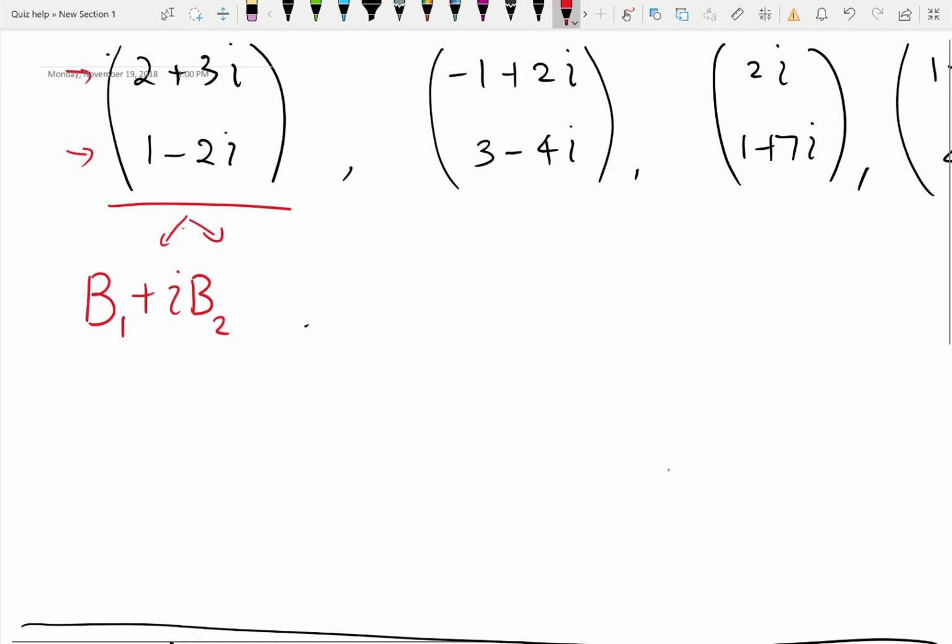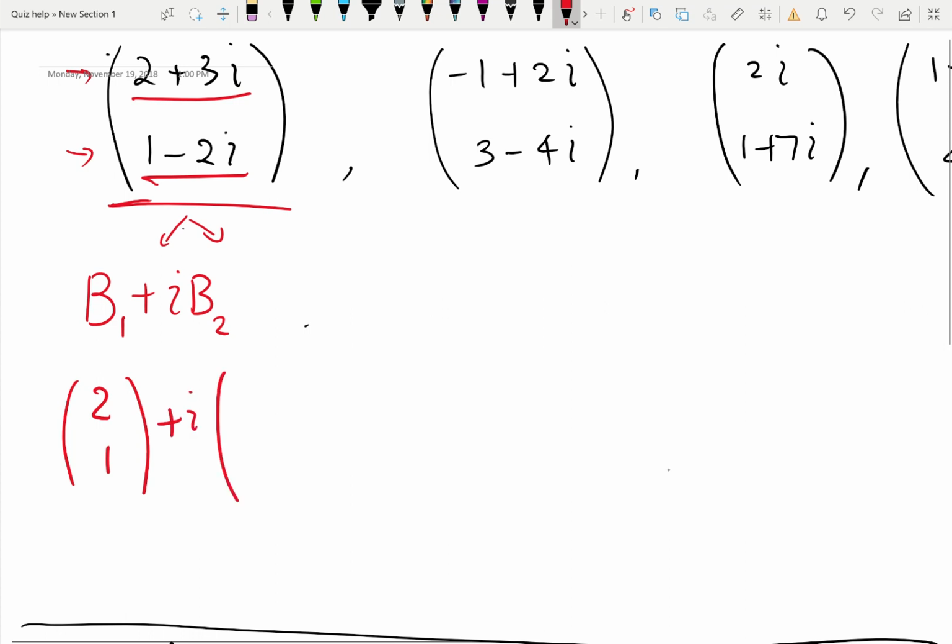What you're going to do is to create b1 for this example. Look at each row and extract the real part of the complex number in each row. So here in the first row, what is the real part? The real part is 2, right? So 2 here. What is the real part in the second row? 1. So this is b1 plus i times.